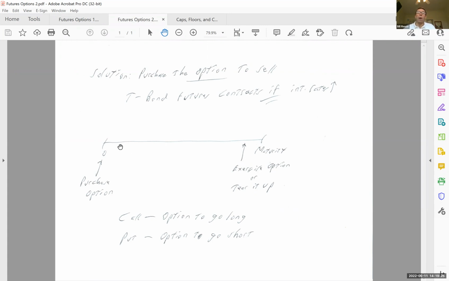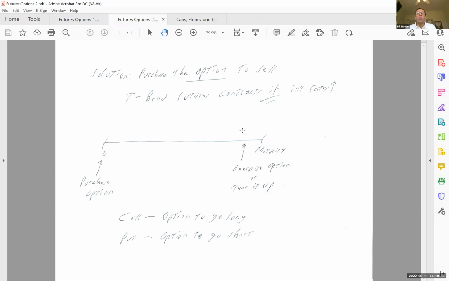So instead of selling the Treasury bond futures contracts back here at time 0, you purchase an option to sell the Treasury bond futures contracts. And then you carefully observe the situation over the weeks, over the months, however long it is. And then right before maturity, you will exercise that option if interest rates go up. You will tear up the option if interest rates go down.